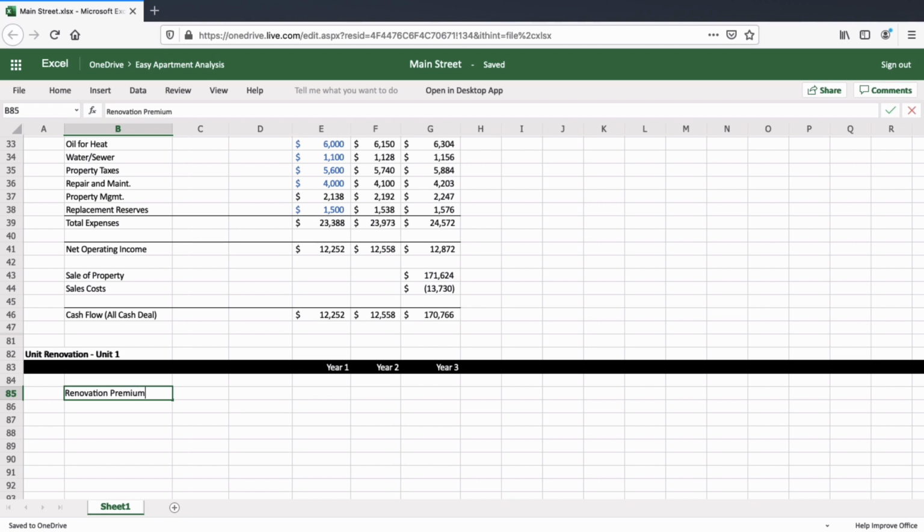You'll often hear increases in rent called renovation premiums. I'll just call it that here. And that's going to be a $125 increase per month. It's important to take note of whether that's a number per month or per year, because we will be adjusting this to an annual amount for our cash flows. Let's make this blue because it's an assumption.